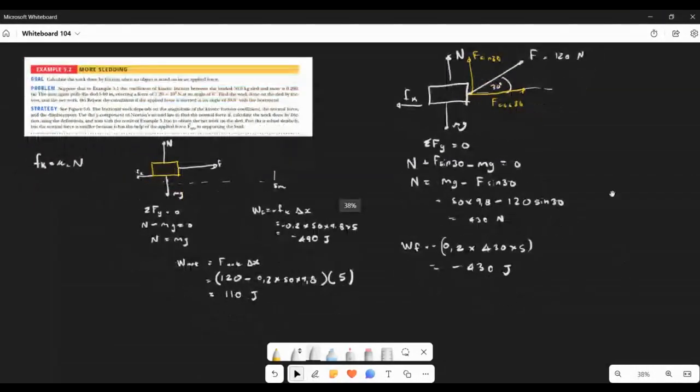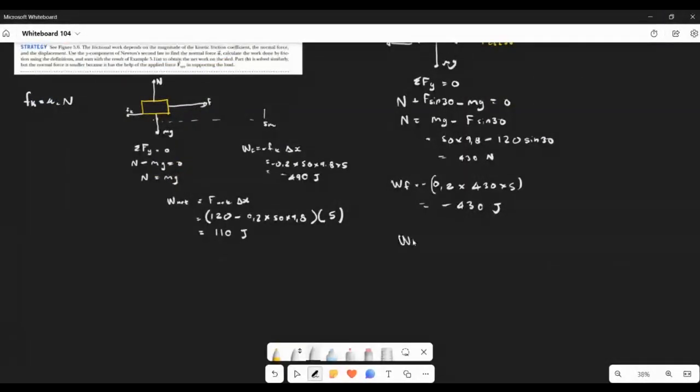And then the net work, same as before. But obviously, you can just go 120. But obviously, at the time, got all of this now. So it's going to be 0.2 times the 430, which is at the mu N. And we can just times it by 5. Okay.